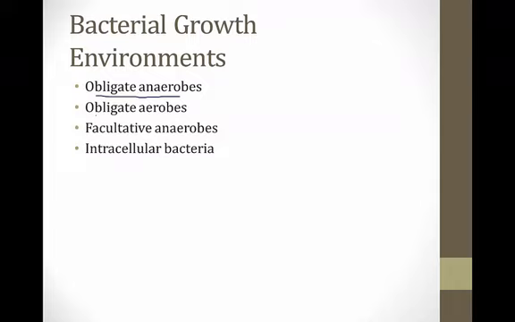Then we'll talk about the obligate aerobes. These are the opposite. These bacteria only grow in environments where oxygen is present. Next, there are the facultative anaerobes. These are bacteria that can grow in environments either with or without oxygen. And then finally, we'll talk about bacteria that only grow intracellularly.